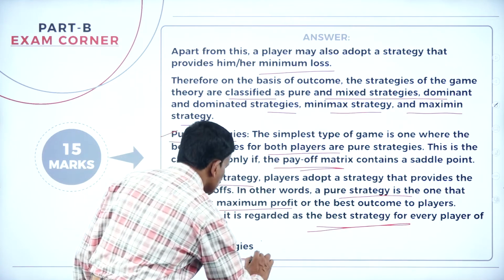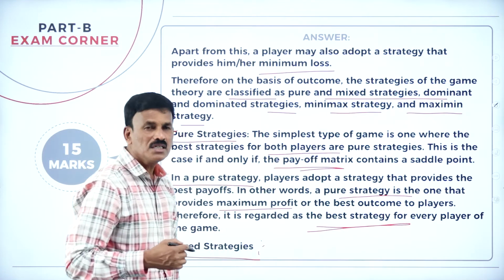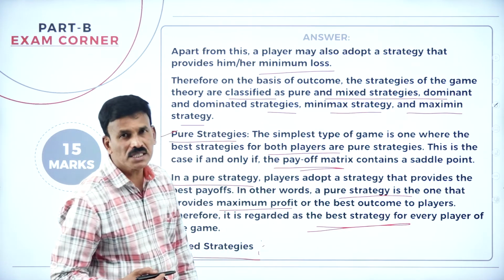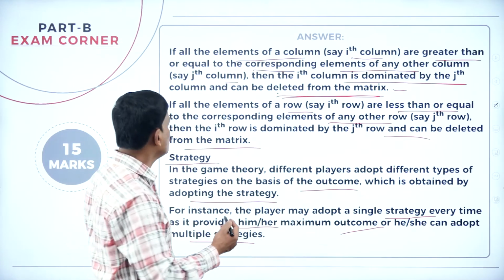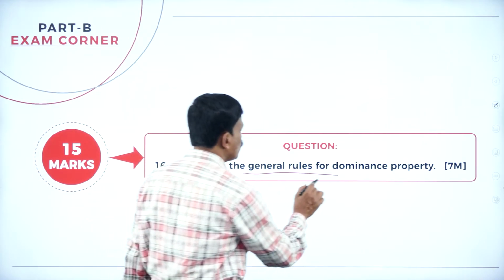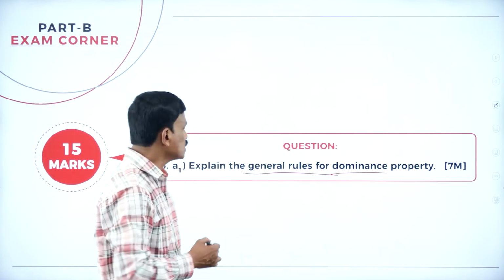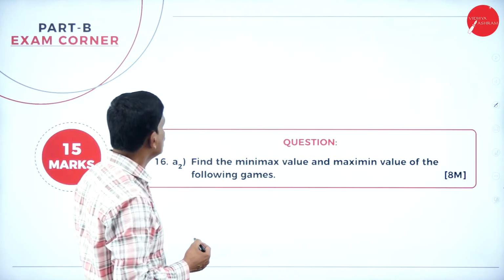Finally, mixed strategy. Mixed strategy means where the saddle point does not exist. That is, the maximin equals minimax does not hold. So that is how we are going to apply the general rule for a dominance property. This is the general rule for a dominance property.